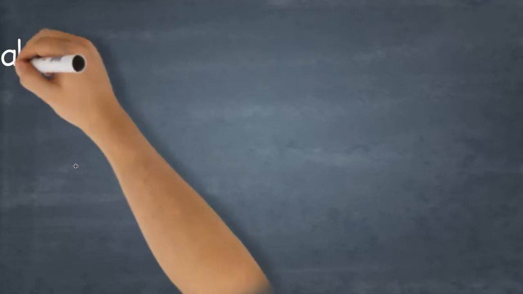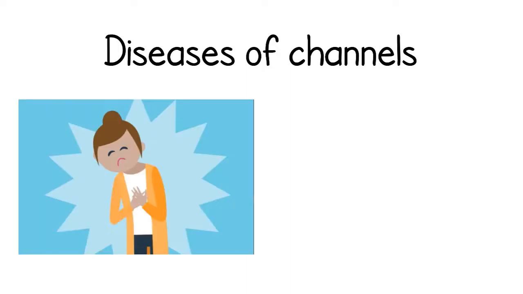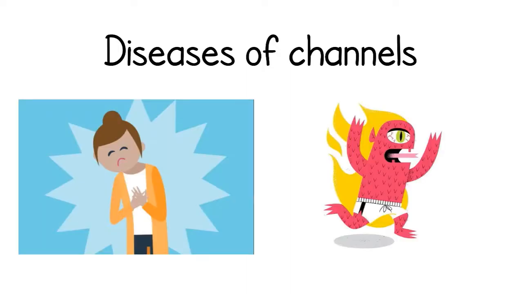The third function is to alert us to and allow us to respond to dysfunction in the body. Going back to the plant analogy, if the roots of a plant are diseased, this consequently causes manifestations in the stems and flowers. Similarly, if the zang fu are diseased, manifestations will occur in the channels and sense organs of the body. These manifestations alert us to disharmony of the zang fu and allow us to treat it. Sometimes the channels themselves can be diseased. Indications of this include tenderness, pain, or tingling along the channel.